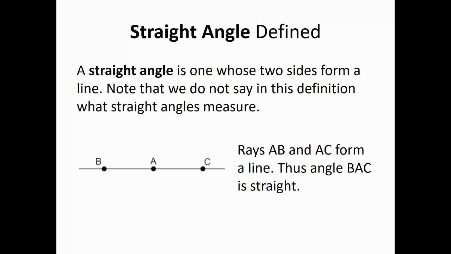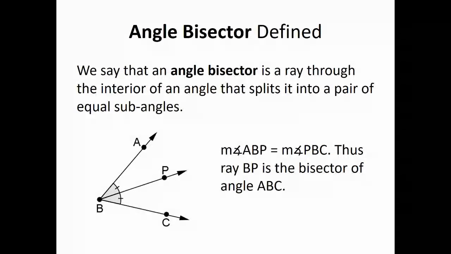of a straight angle. Now, we will say something about that later on, and I suspect you can guess what we will say that the measure is, but in the definition, we say nothing about the measure. Instead, we simply say that an angle is straight when its two sides form a line. Like you see in the picture, we have a ray AB, we have a ray AC. They do form an angle because they have that common endpoint of A. And if we say then that those two rays form a single line, then that means that angle BAC is a straight angle.